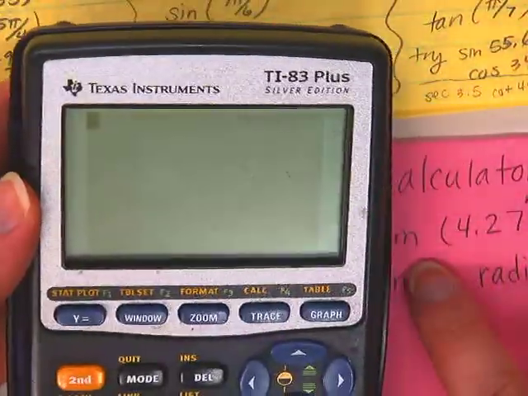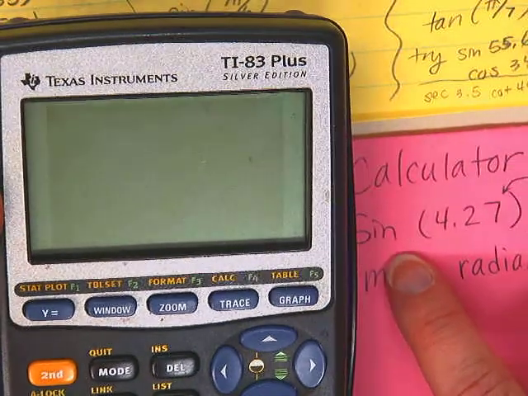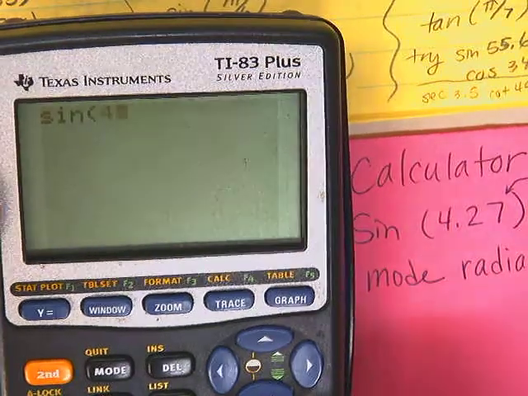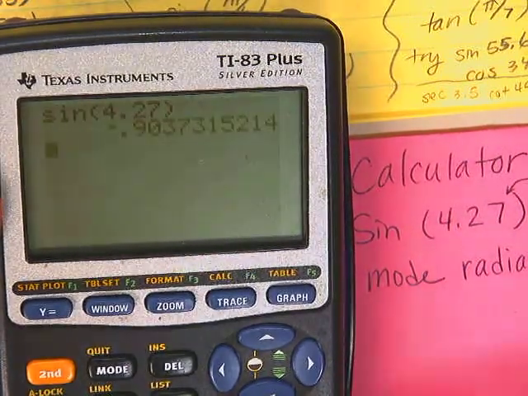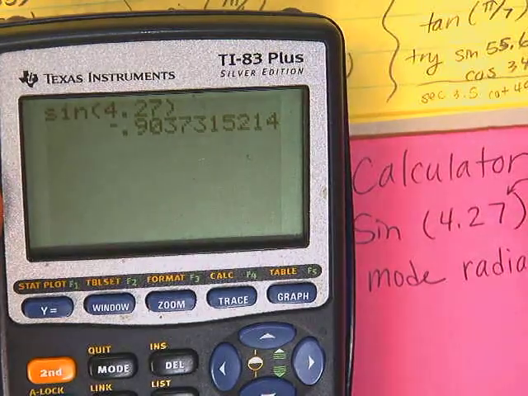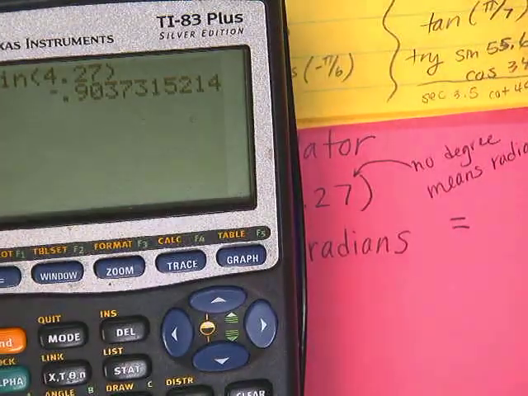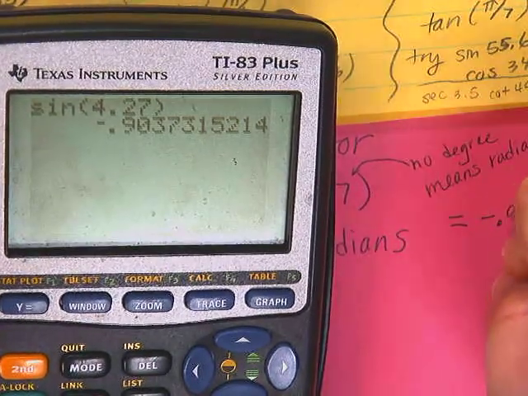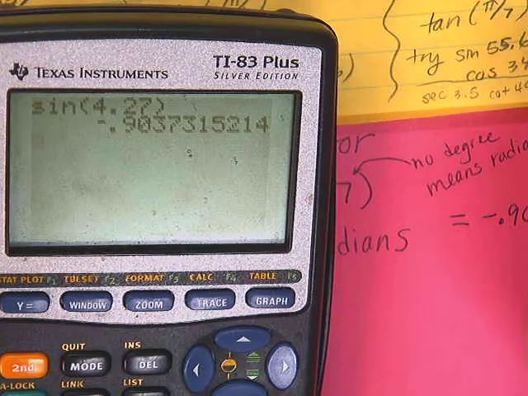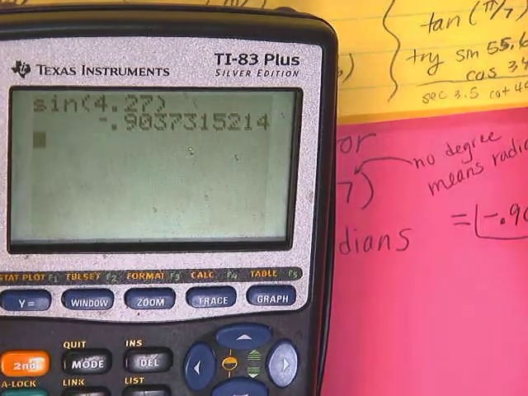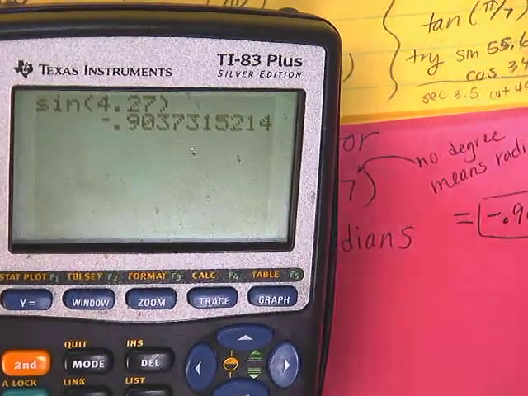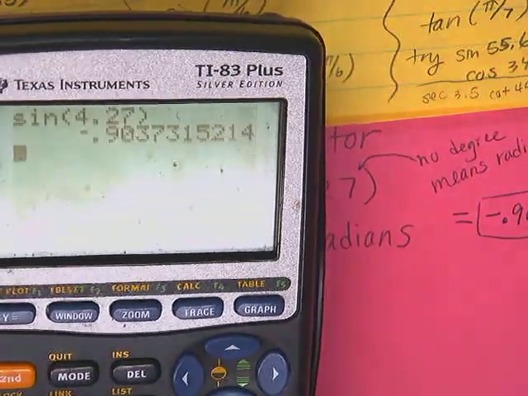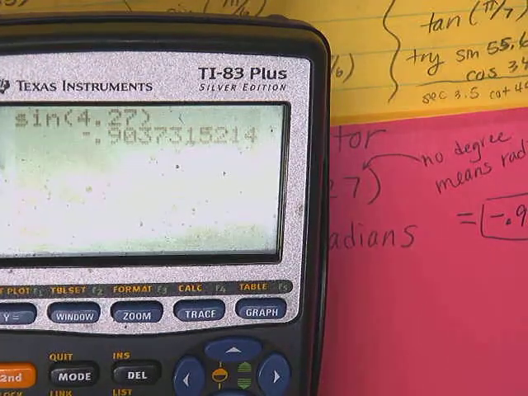Now all we have to do, now that our calculator is in the right mode, is just type it in. Super easy. Sine of 4.27. So what's the answer? Negative 0.9037. You shouldn't do just one decimal. You should do more than that. If you look at a trig chart, they'll do 4 decimals. It'll probably tell you how many to do.